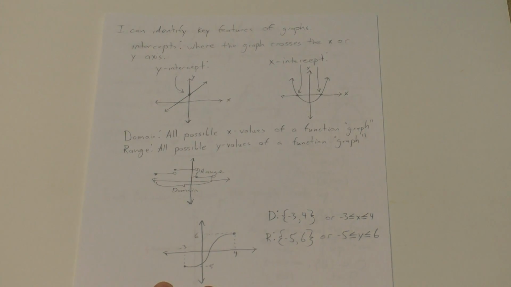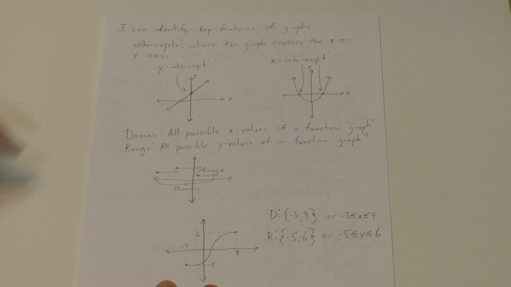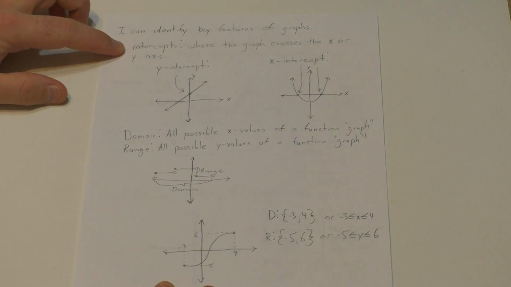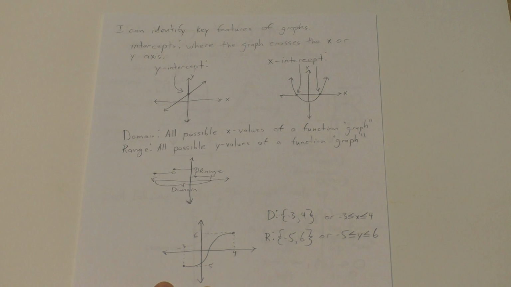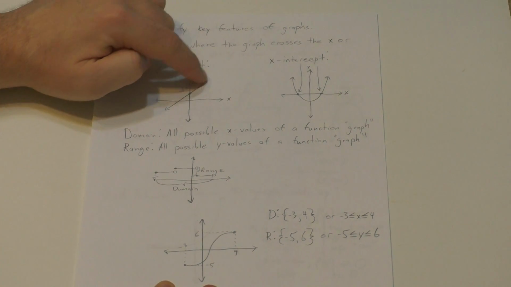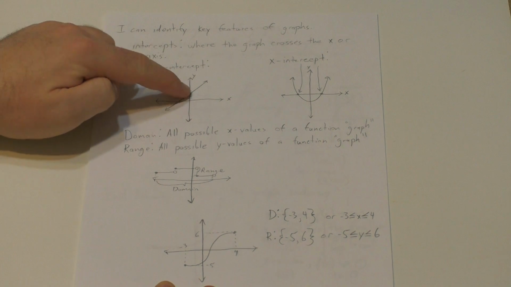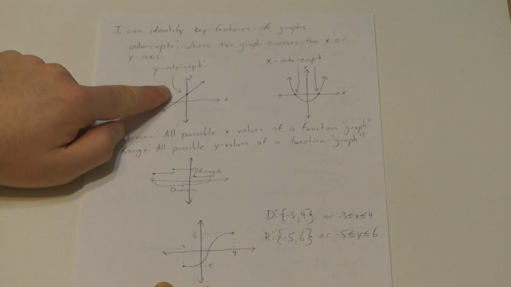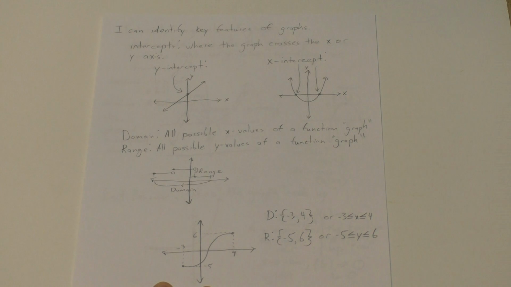So let's go through a few of these key features here. The first one I want to talk about are intercepts. Intercepts are where the graph crosses the x or y axis. Okay, here's your x-axis, here's your y-axis. So I have a linear function right here, a linear graph. It crosses the y-axis right there, so we call that point right there the y-intercept.